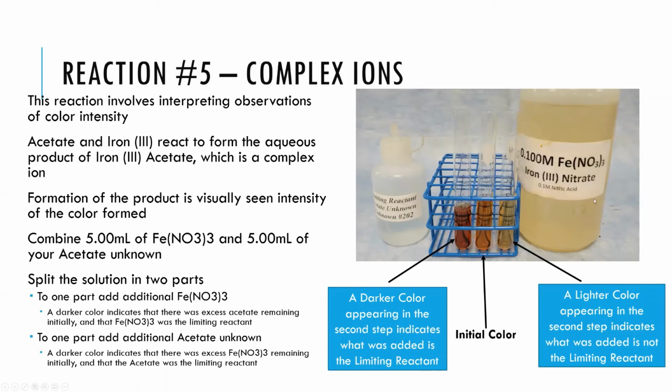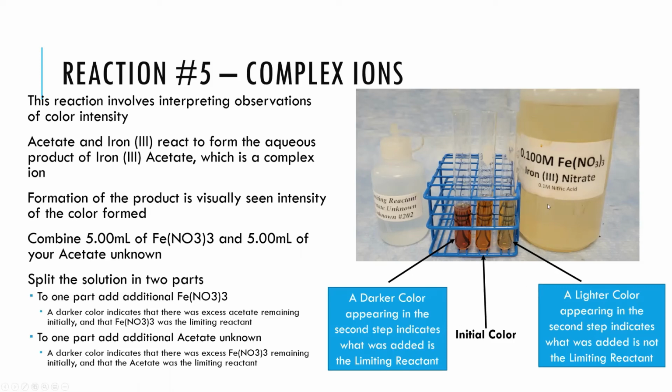And to one, you will add additional iron nitrate. To the other, you will add additional of your acetate unknown. And you're looking at that color intensity. You're looking at what happens to the color itself. The product, that iron acetate complex, is this darker orange color. So if more of the limiting reactant was added, it will generate more of this darker material, and the solution itself will become a darker color.